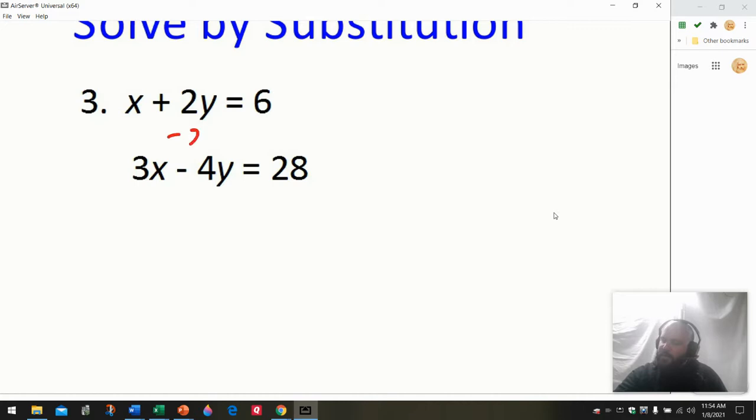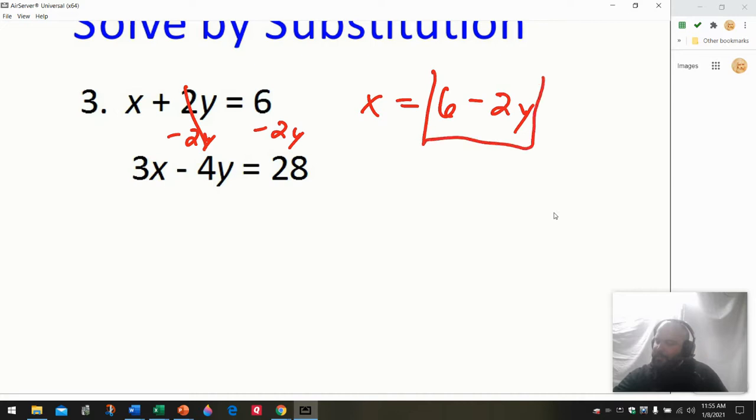The way that I'm going to do that is I'm going to move the 2y to the other side. And what I end up with is x equals 6 minus 2y. Okay, so since we now solved for x, we're going to take this stuff that we solved for. We know that equals x. Well, x is right here. So I'm going to take what I solved for x and plug it into the other equation in for x right there.